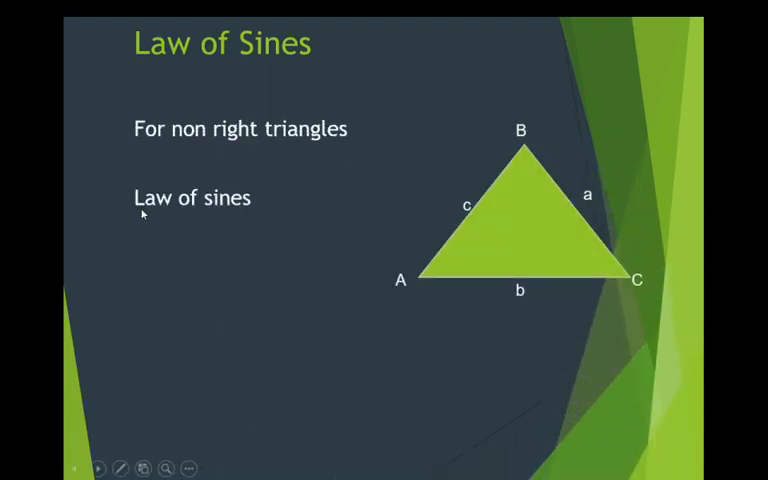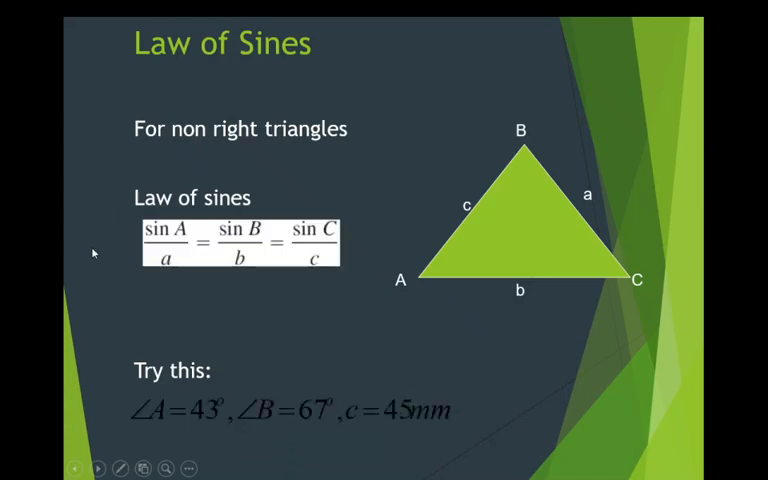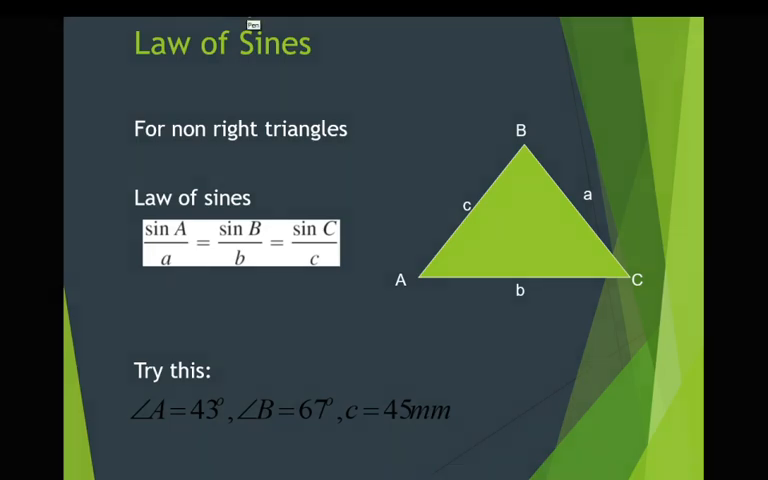So I've given you this right triangle. Oh, non-right triangle. Okay? So they told me angle A is 43 degrees. So this is 43 degrees. Angle B is 67 degrees. And side C right here is 45 millimeters. Okay, and they want us to solve this triangle.